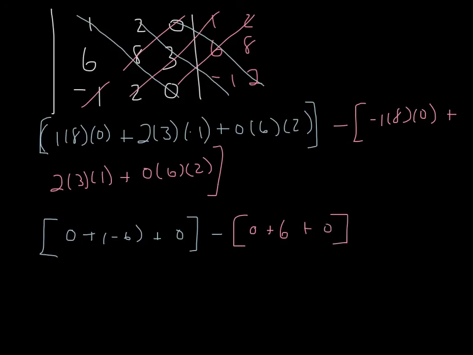So what happens with this determinant is we get a negative 6 when we add up the first group, minus 6 when we add up the second group. And negative 6 minus 6 gives us the determinant of negative 12. And that is our final answer.